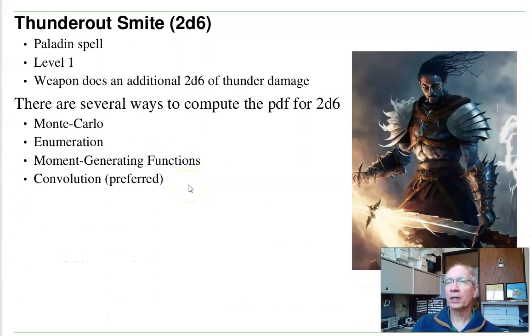Harder problem. How much damage does a Thunderous Smite spell do? What's the PDF? And I also want to find the mean and the variance. Now what Thunderous Smite does, that's a paladin spell, level 1 spell. Your weapon does an extra 2d6 of thunder damage.